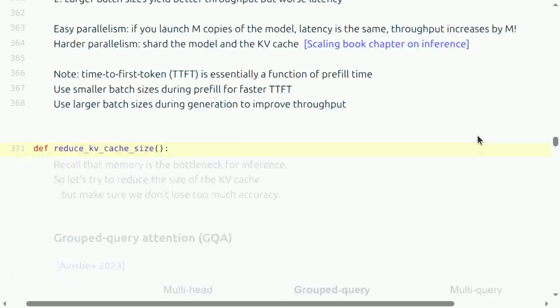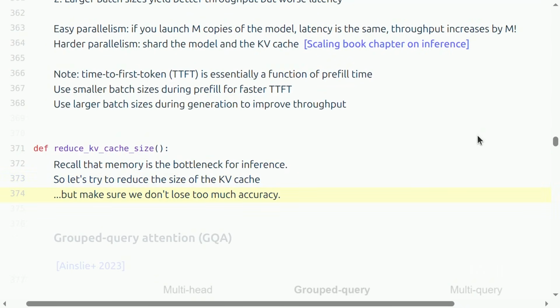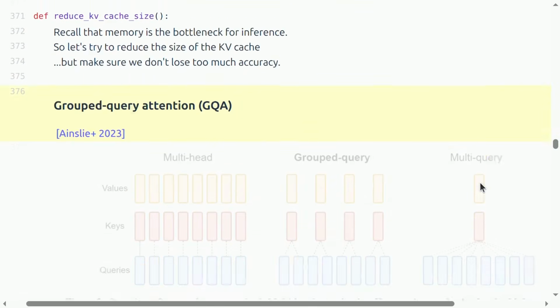Okay, so the maybe now in hindsight obvious thing you can think about is, hopefully I've beaten it into your head that memory is the bottleneck for inference, and the KV cache takes up a lot of memory, and it could even be larger than the number of parameters for a large enough batch size. So let's just try to reduce the size of the KV cache. Now, you have to be careful about how you do this because you want to make sure you don't lose too much accuracy in the process. So here is one thing you can do, which we already talked about, which is grouped query attention.